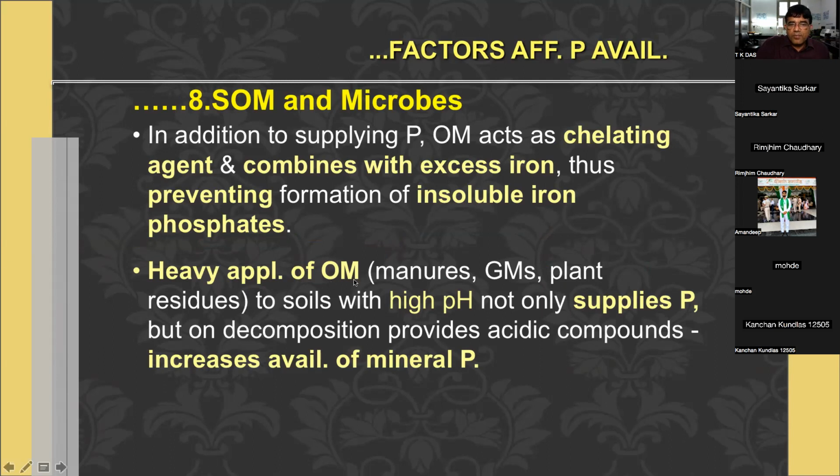A heavy application of organic matter, like manures and green manures, to soils with high pH not only supplies phosphorus but on decomposition provides acidity. So in alkaline soil, if you want to increase the availability of phosphorus, you can apply organic manure. It will release the phosphorus. And it is also beneficial in acidic soils, where it can act as a chelating agent. So organic matter is useful under both conditions, whether acidic or alkaline.